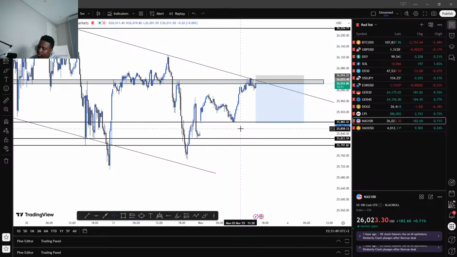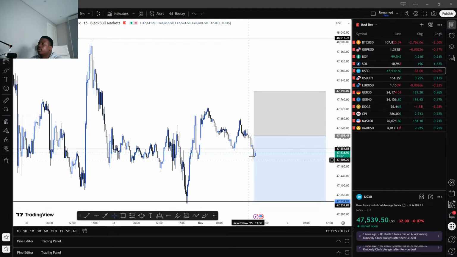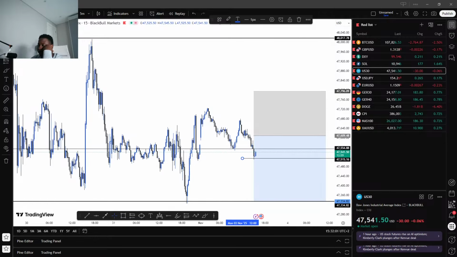USDT is already dropping. We need to break this low. So yeah, that's trading, guys. Trading is like this. Nothing much more, you know. This is what we're facing every day.